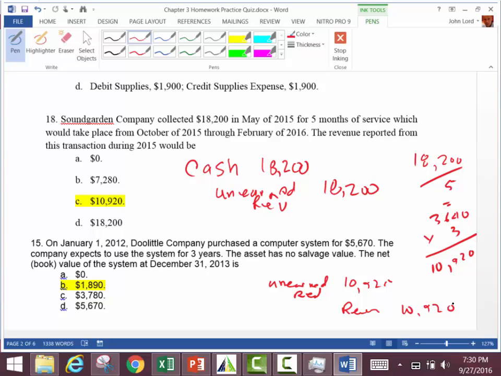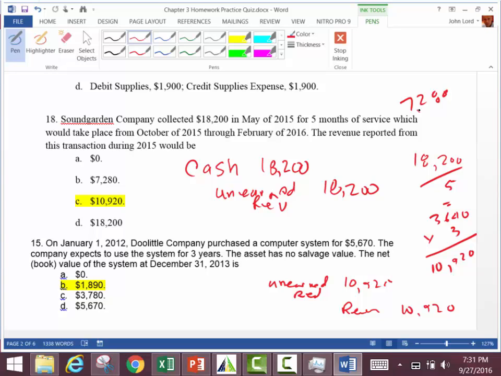So we take 18,200, subtract the 10,920, because we've recognized some, and 7,280 is left over. Or you could have taken 3,640 times 2 and it would have given you the same number, right? Yep. Nice job.